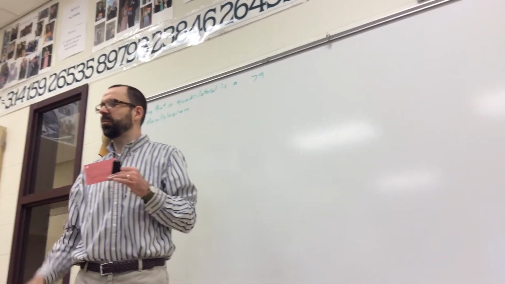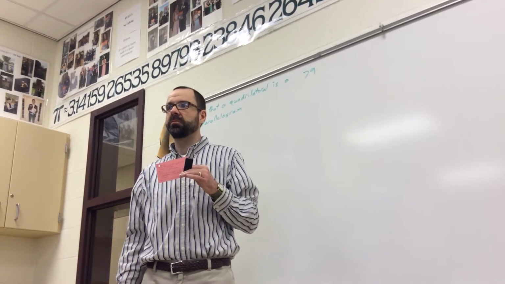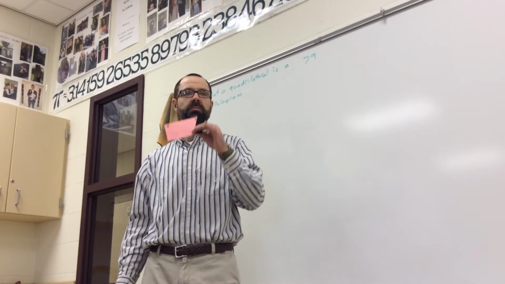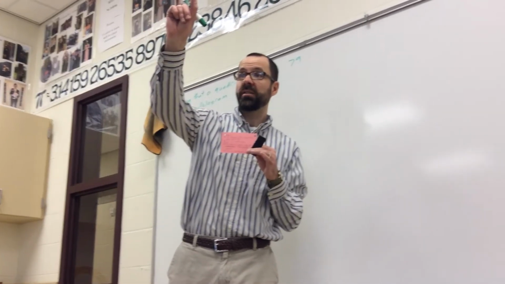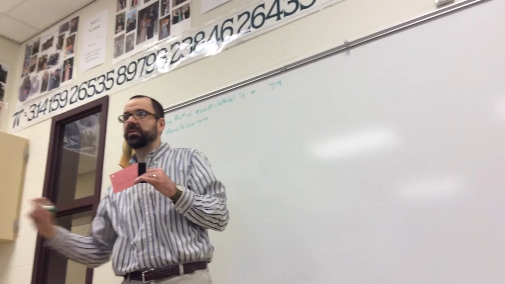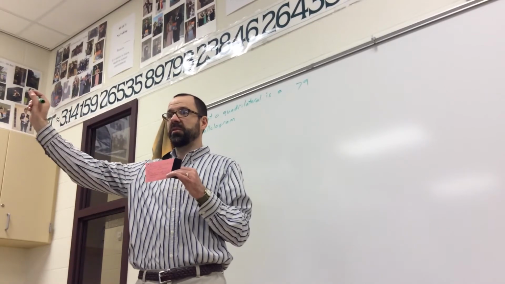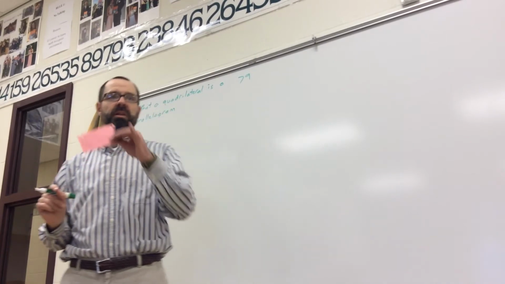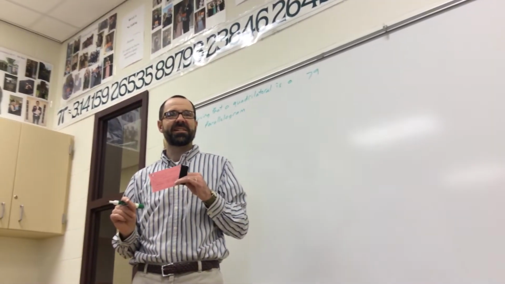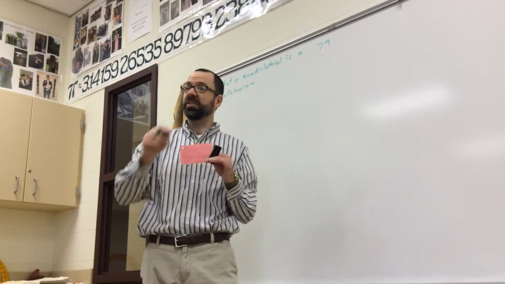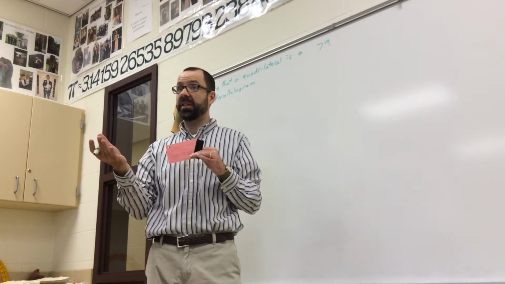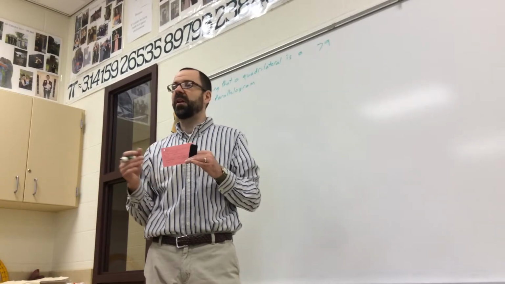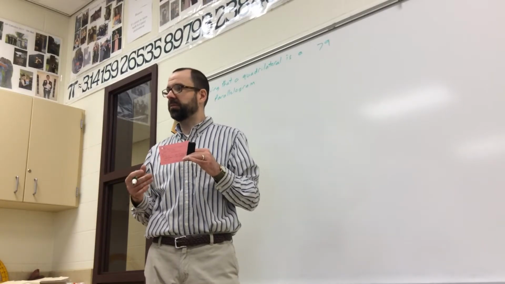What else happens on a parallelogram? Opposite angles are congruent. So if this angle is 80, then this one's going to be 80 also. If this one is 55, this one's going to be 55 also. Sorry, there's two more things. Good, the diagonals bisect each other on a parallelogram. So the diagonals cut each other in half. And then finally, the opposite sides are congruent.